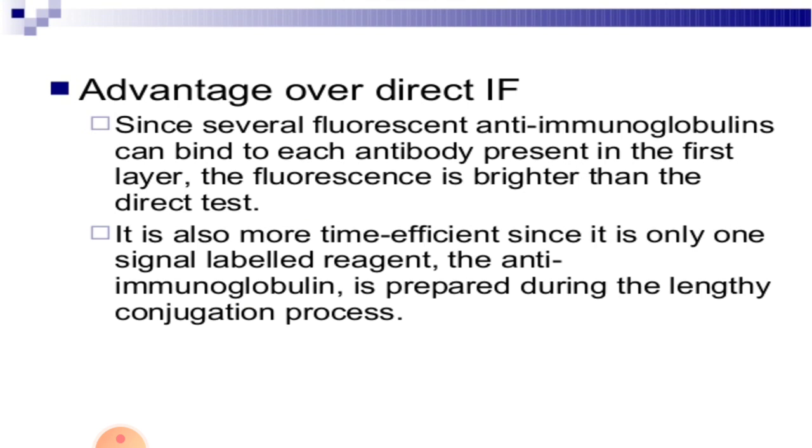Advantages over direct immunofluorescence. Since several fluorescent anti-immunoglobulins can bind to each antibody present in the first layer, the fluorescence is brighter than in the direct test. It is also more time efficient, since only one labeled reagent is needed. The anti-immunoglobulin is prepared during the lengthy conjugation process.